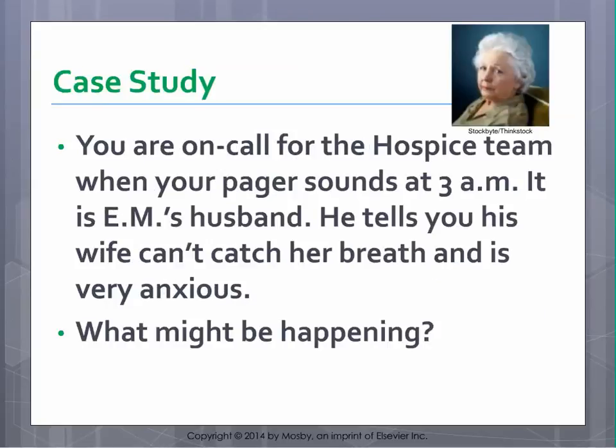You're on call for the hospice team when your pager sounds at 3 a.m. It's EM's husband, and he tells you that his wife can't catch her breath and is very anxious. What might be happening? Well, she might be experiencing air hunger, and she may need oxygen. She may have unexplained anxieties and not be able to communicate her fears and concerns clearly. She may need to be hospitalized, and she may be approaching death.